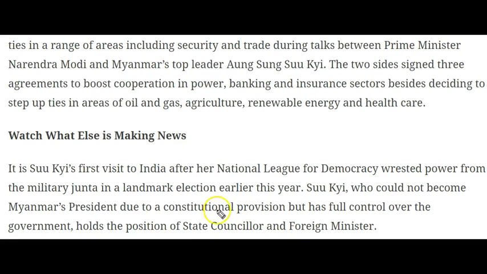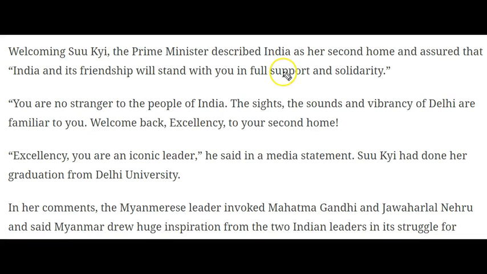For that, the party has created a special position called State Councillor and Foreign Minister. So now she holds the post of State Councillor and Foreign Minister but controls the government. During the visit, the Prime Minister called India her second home. The reason is that Aung San Suu Kyi studied in India and stayed in Delhi. That's why the Prime Minister called India her second home.